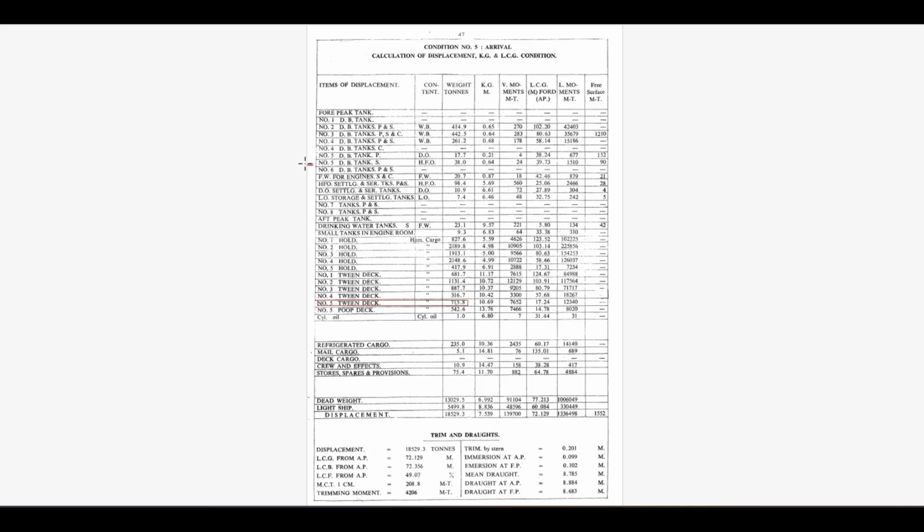So here is number 5 DB tank starboard side, and the longitudinal moment is given here in this column. We want number 5 DB tank, so this is the row for number 5 DB tank, and this is the column for longitudinal moments.